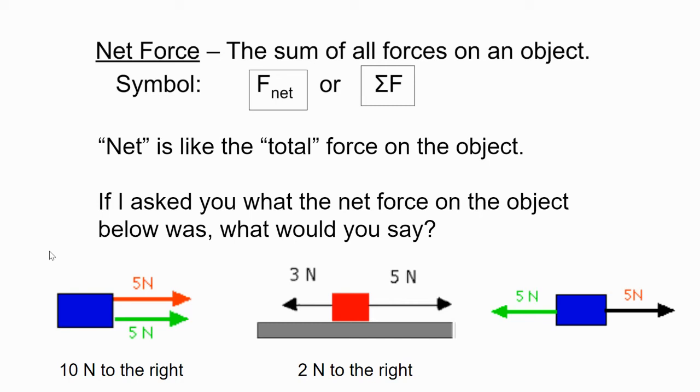Now, another way to say this is that you denote a certain direction to be the positive direction. Usually we say the right. So it would be 5 newtons minus the 5 newtons that are in the left-hand direction, which is our negative direction. So 5 minus 5 is 0. Okay, so this is how we find the net force on the object.